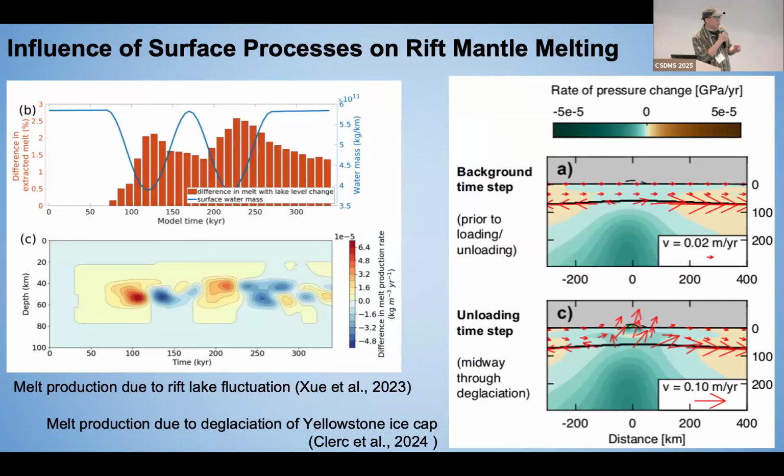Not only on the surface but also in the deeper part, there is large volcanism and magmatism in rift settings. The surface mass redistribution, like the rift lakes, has the potential to impact mantle melting, as suggested by a study in 2023. More recently, case studies in Yellowstone and Iceland show that deglaciation can encourage more melting in the mantle and also promote degassing of CO2, on your right.